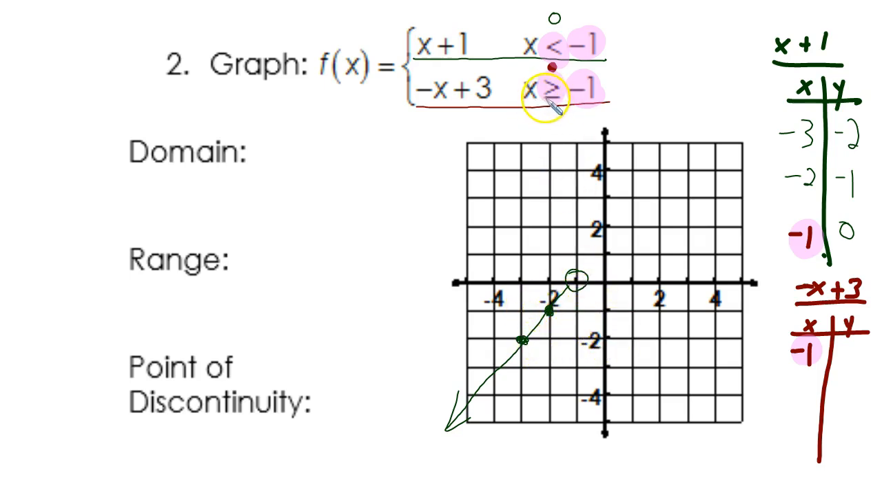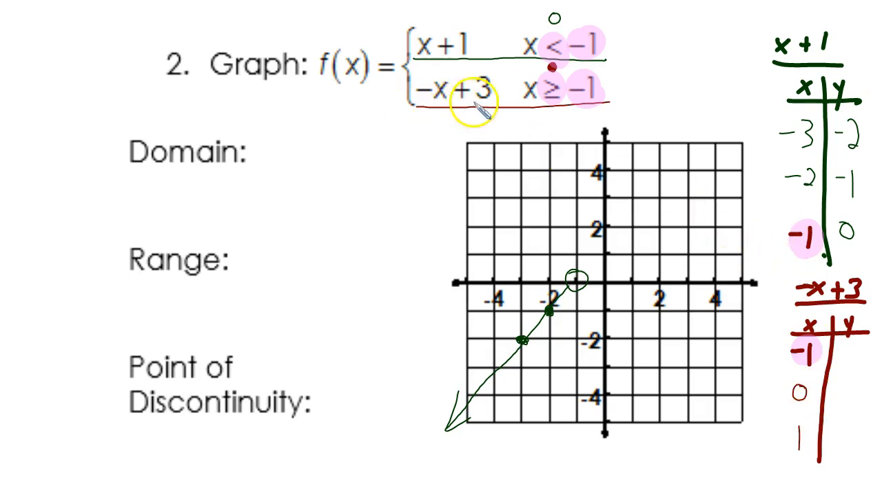For x greater than or equal to -1, I'm going to use a closed circle there because I want to include that -1 value. Because that's one of the boundaries, I want to make sure that I include -1 as one of my x values, and then I want to choose a few x values that are greater than -1, like maybe 0 and 1.